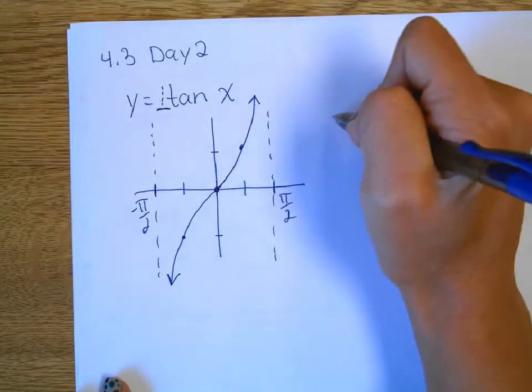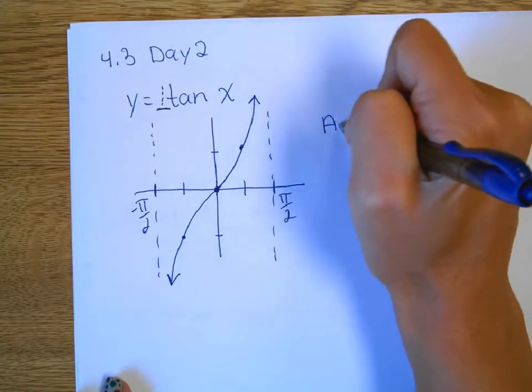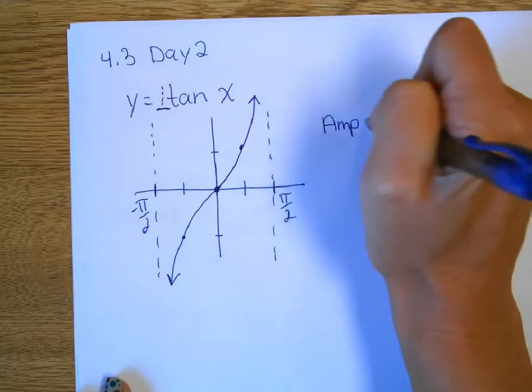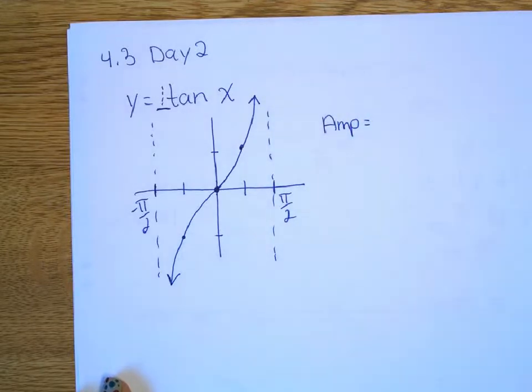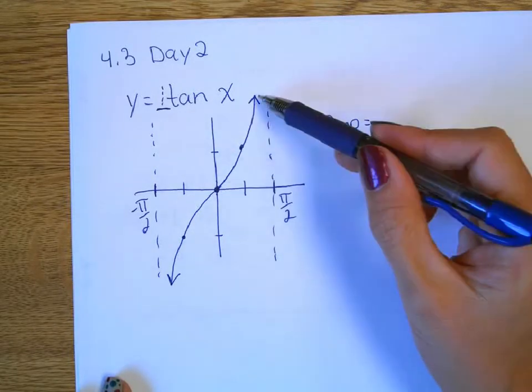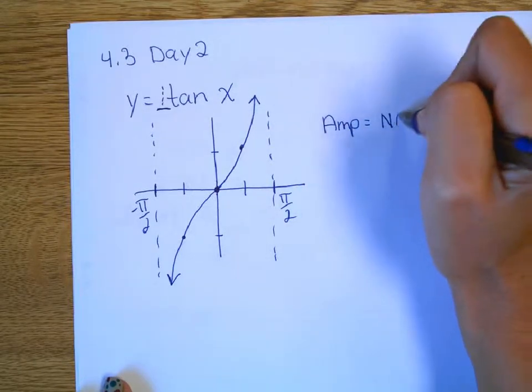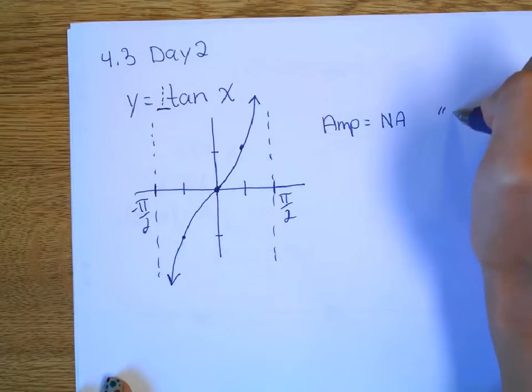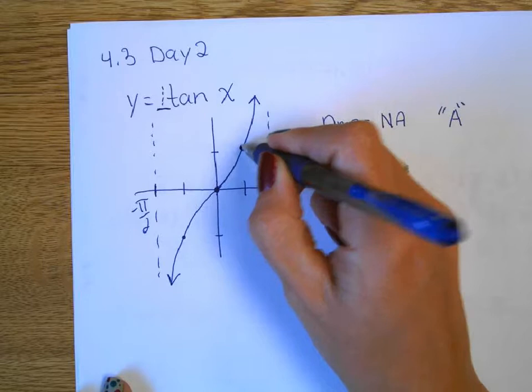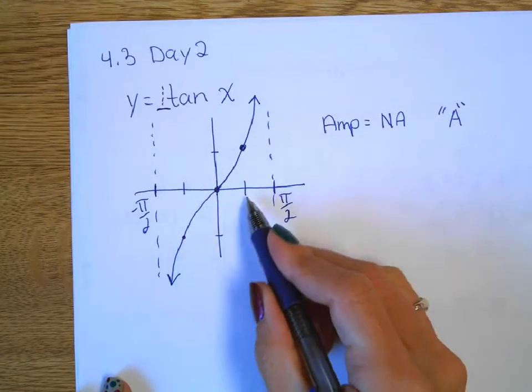So, what we want to know about tangent, its amplitude. Is amplitude still the definition of axis to the max? Can I measure the distance from the axis to this max value if it goes up forever? Undefined, so NA. What the A number is going to be on our graph, the A number affects the second and fourth value.